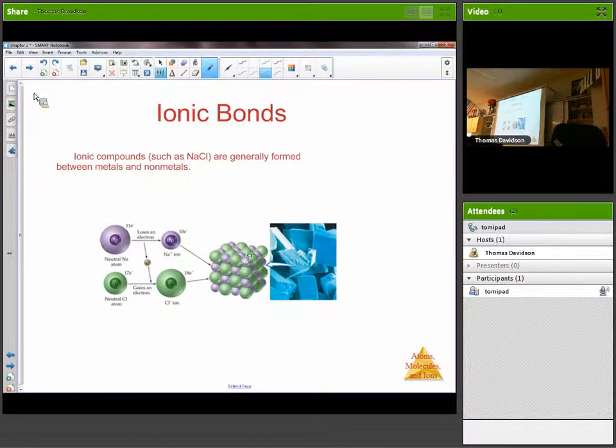Does anyone know what that is? Yes. NH4+. Okay, both of these are non-metallic, but they make a plus, which means they form an ion, so they can still form ionic bonds. Okay, that's pretty much your only exception.